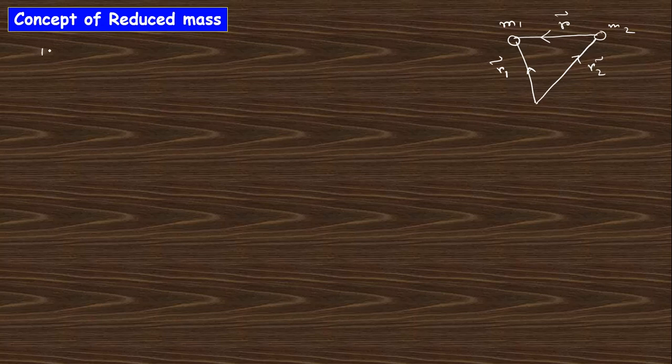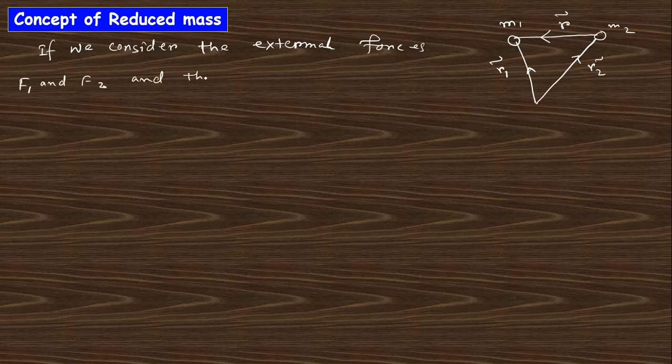So if we consider the external forces, that is F1 and F2, and the internal forces, F12, that is the force on 1 due to 2, and F21. So there are a total of 4 forces: F1 and F2 are the external forces on particle 1 and particle 2 respectively, and the internal forces are F12 on particle 1 and F21 on particle 2, okay.